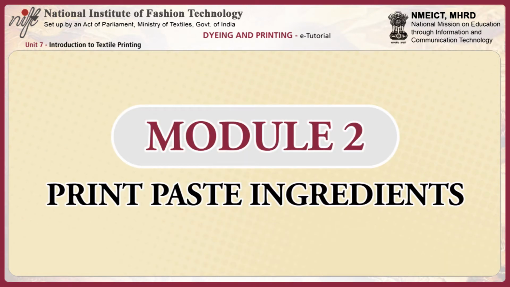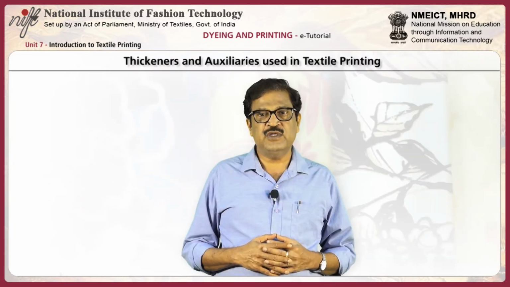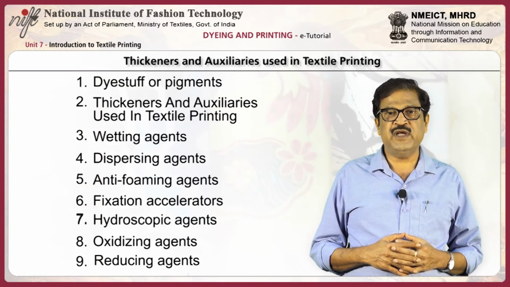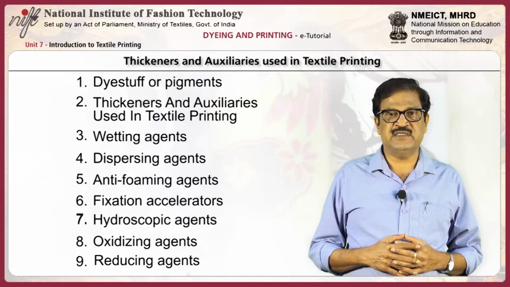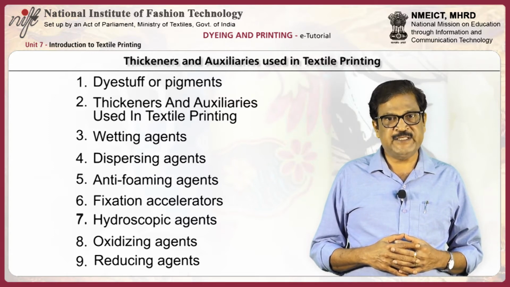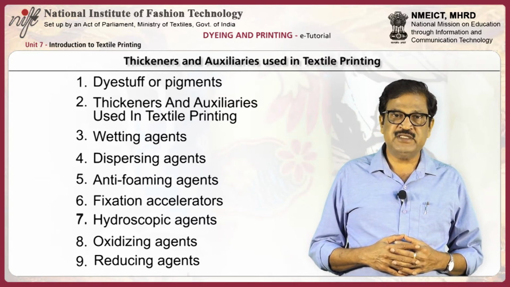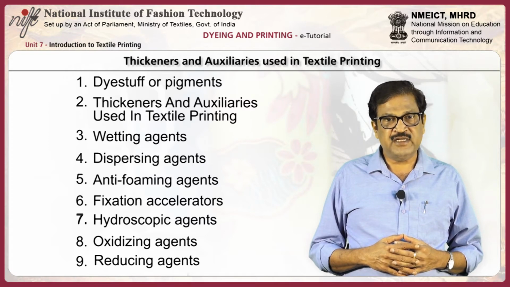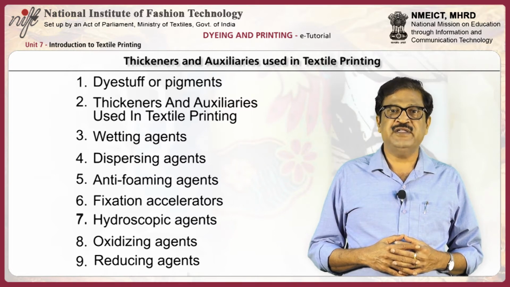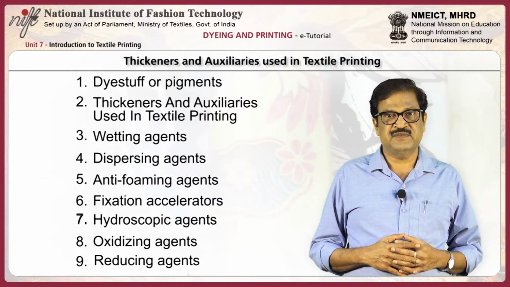This module examines the ingredients of print paste. Let us now look at the thickeners and auxiliaries used in textile printing. In particular, we will look at dyestuffs or pigments, thickeners and auxiliaries used in textile printing: wetting agents, dispersing agents, anti-foaming agents, fixation accelerators, hygroscopic agents, oxidizing agents and reducing agents.